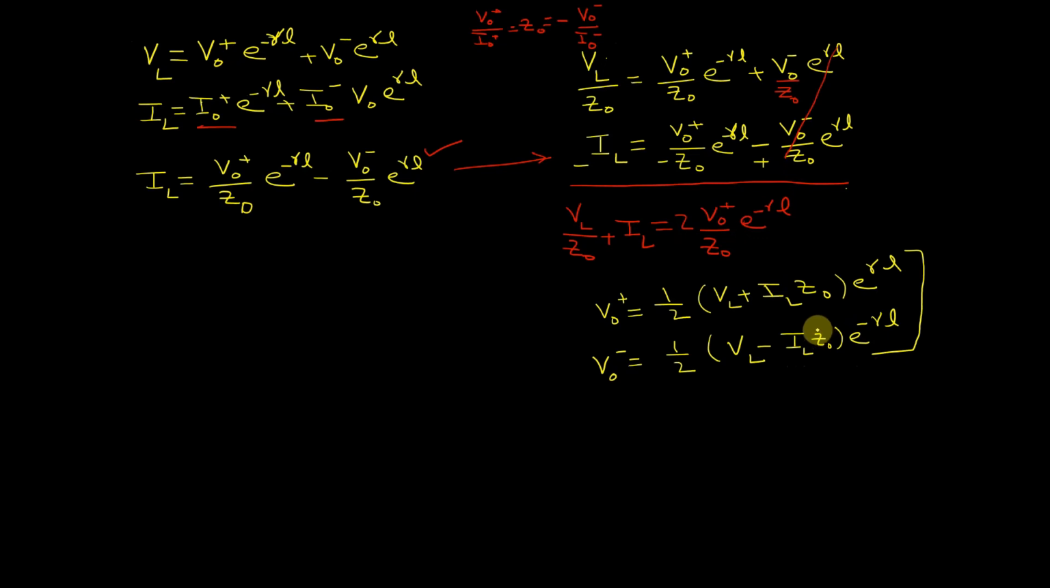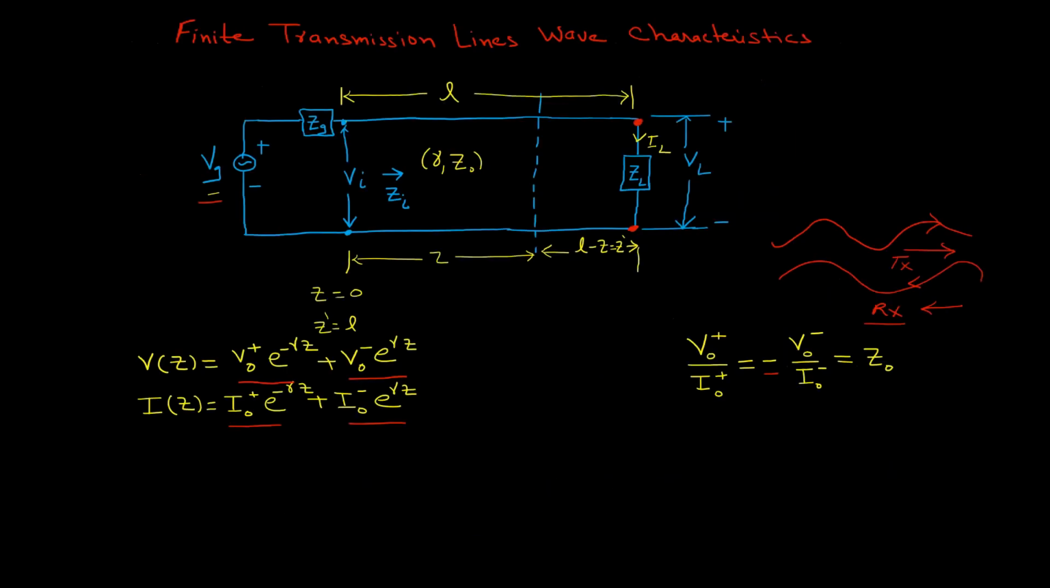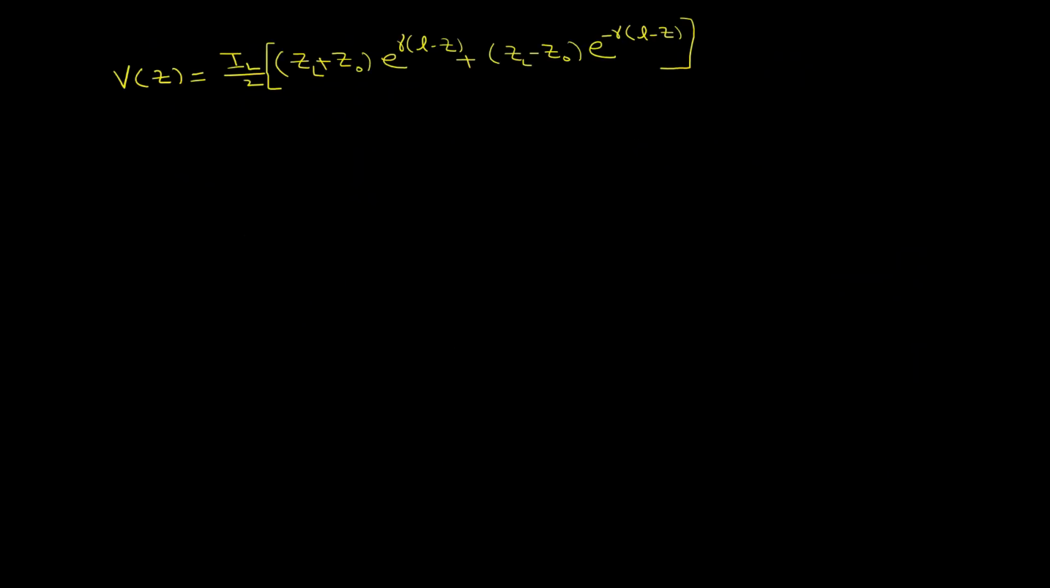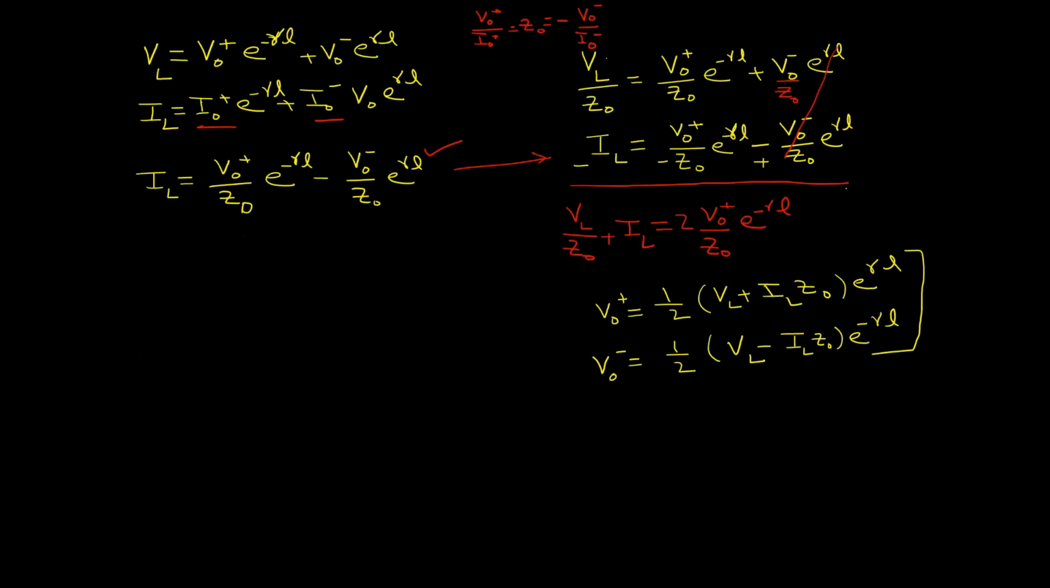Now you can put these values here. Let us go to the previous slide and give numbering to these equations. Let us say this is equation 1 and this is equation 2. We'll put the values of V naught plus, which we have calculated, and V naught minus here. After putting the values, you'll get Vz is equal to, so let us solve it.